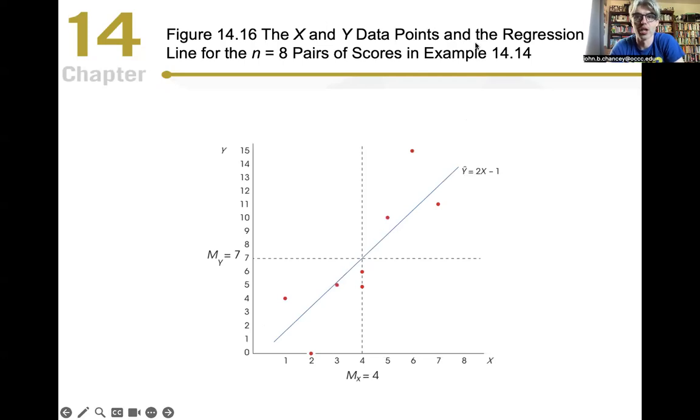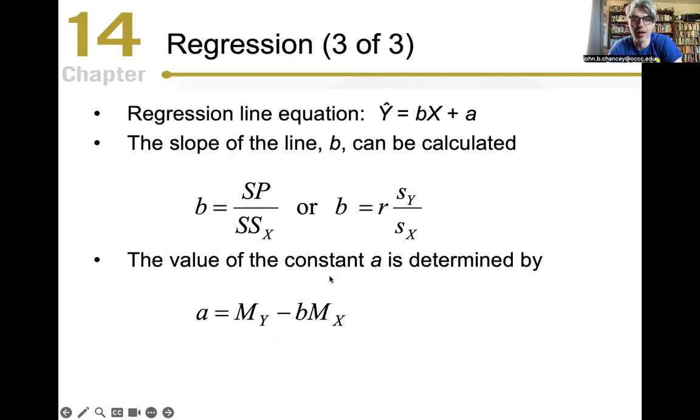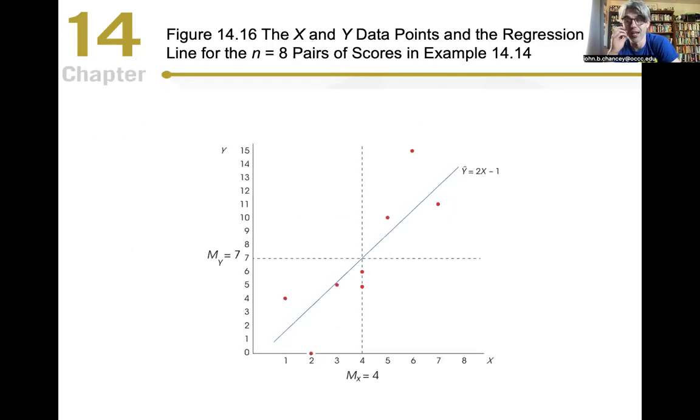Here's a linear equation. We have n pairs of scores, and we have an equation of y equals 2x minus 1. We can see the mean value for y is 7 and the mean value for x is 4, and we can plug those values in to figure out a. If we know a, it's pretty easy to find out all the other things too.